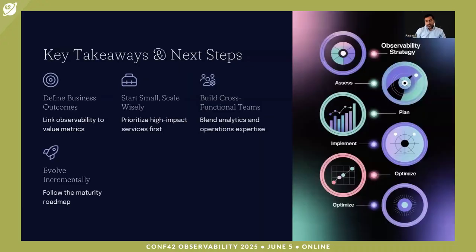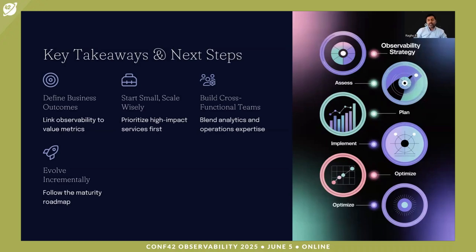Slide number 12 here is basically about the key takeaways from our discussion today for driving value from observability. First, we need to clearly define the business outcomes we want to achieve and link our observability efforts to those metrics. Second, we should start small by prioritizing high impact services, then scale our observability capabilities incrementally over time.